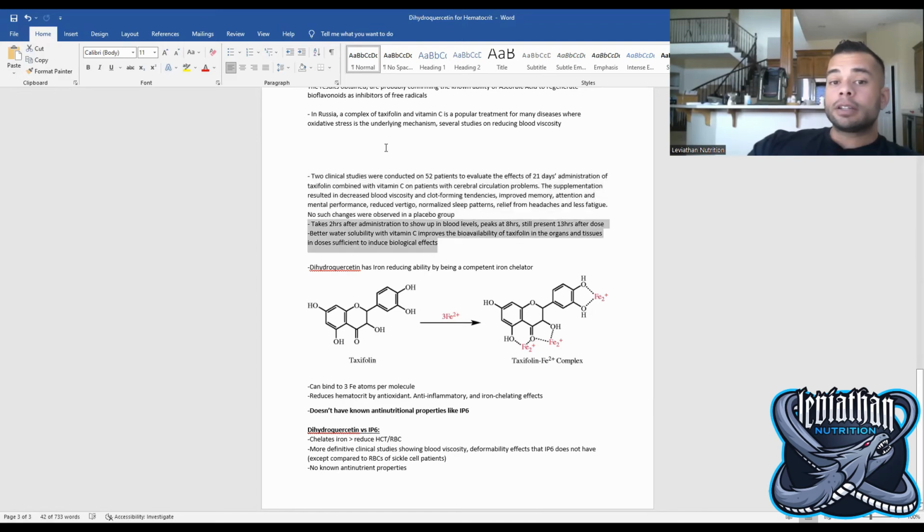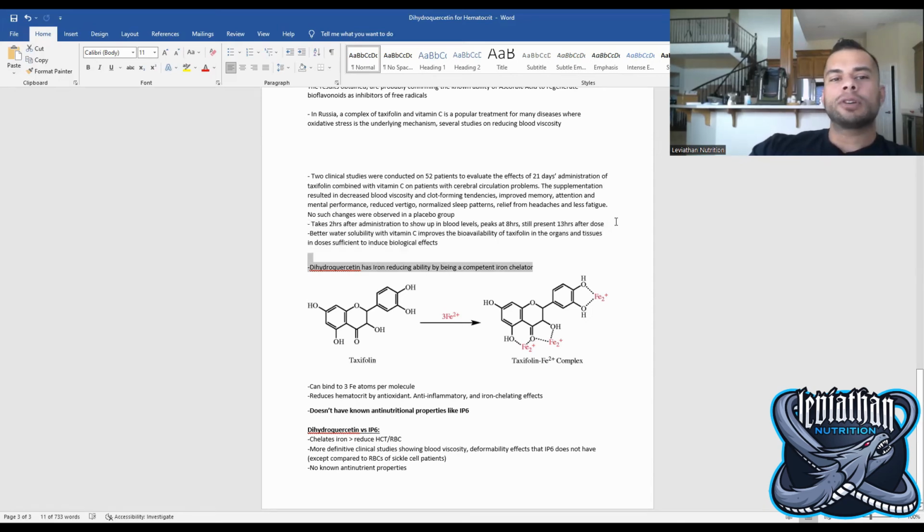high hematocrit level. So once you take taxifolin, it takes about 2 hours after administration to start showing up in blood levels until it's active and doing its thing. Half-life wise, it peaks at around 8 hours. That's when it's most potent after you take it. And it takes about 13 hours after that first dose to normalize and come back to normal levels. So with this information, probably the best idea for you is to take 1 dose in the morning, 1 dose at night. That way you have a constant supply, constant levels of taxifolin in the blood.